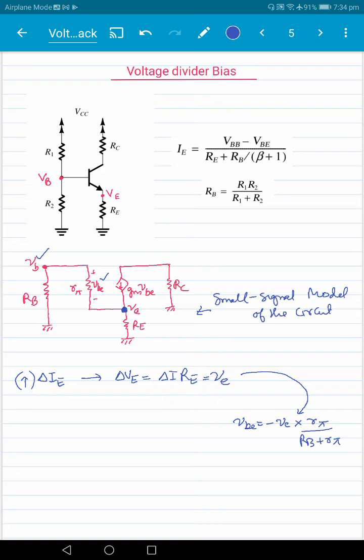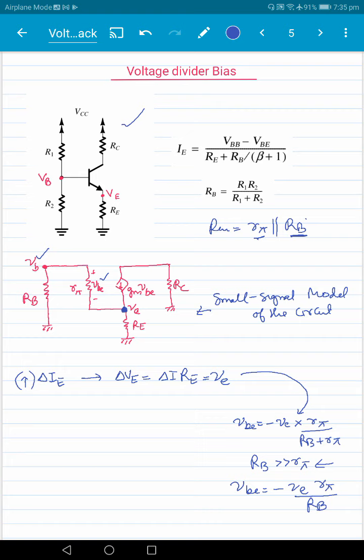Now normally these circuits that we see here are designed in such a way that, for example, RB we often keep much larger than R pi, so that we can get input resistance of a circuit like this equal to R pi parallel with RB, and we would like to get input resistance as high as possible, so we like to make RB much larger than R pi here. So we'll assume that RB is much larger than R pi, so VBE equals minus VE times R pi by RB. So that's the change that we'll get here, right?